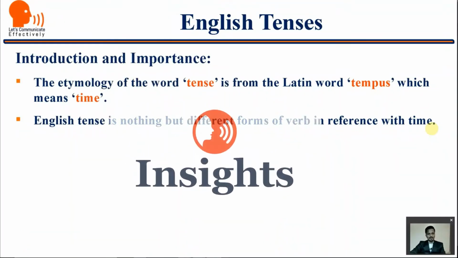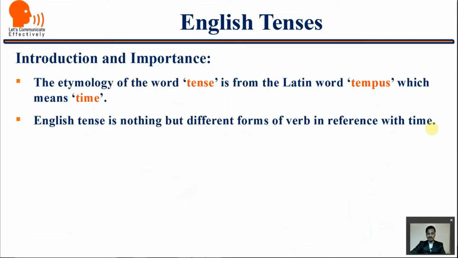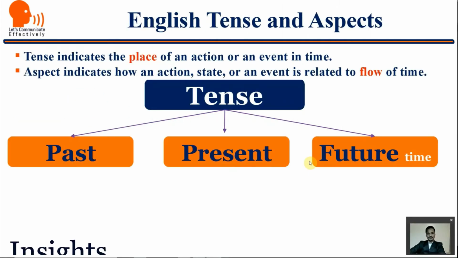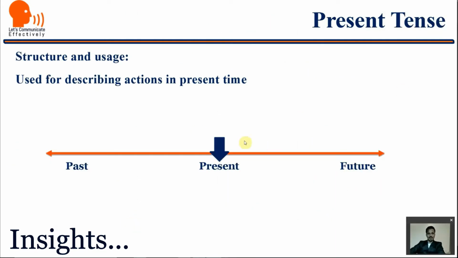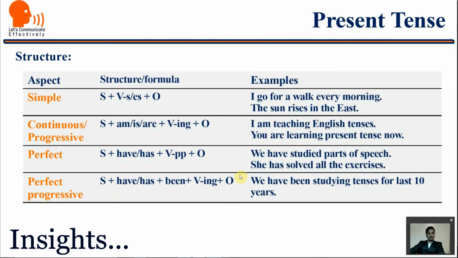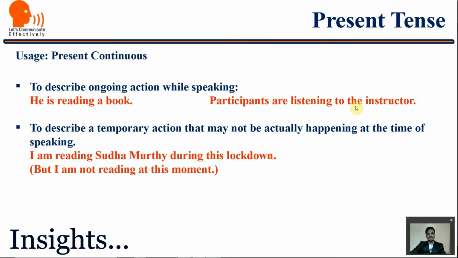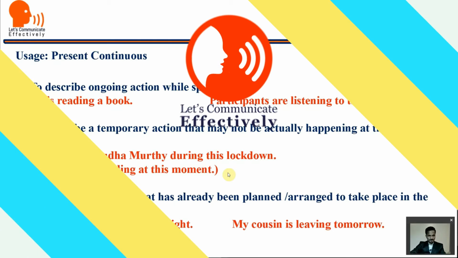English tense is nothing but different forms of verb in reference with time. These are three tenses: past, present, future, and these are the aspects. This is the simplest way, I think, to know about present tense. A structure of all tense and aspect in present tense. Describe a temporary action that may not be actually happening at the time of speaking. So we use present continuous tense, like I am reading Sudhamurti during this lockdown. At the time of speaking, it is not essential that a book is in hand and the reading is going on.